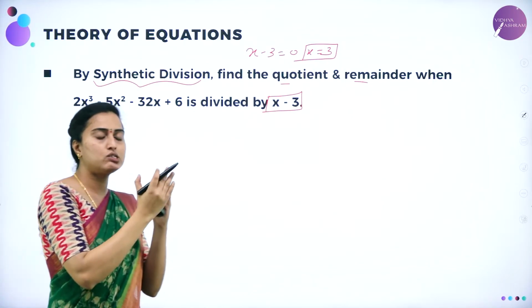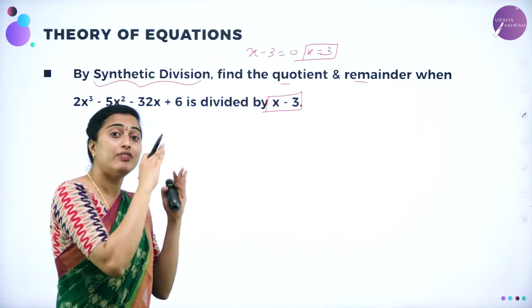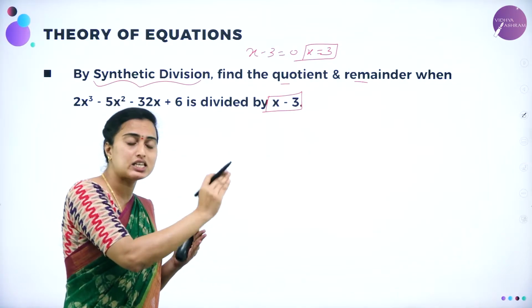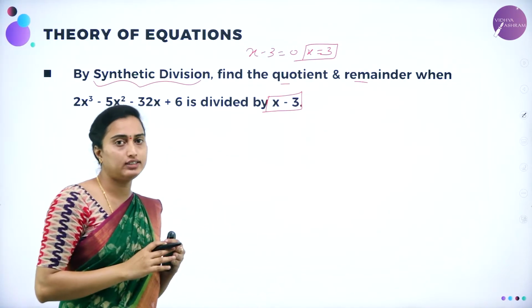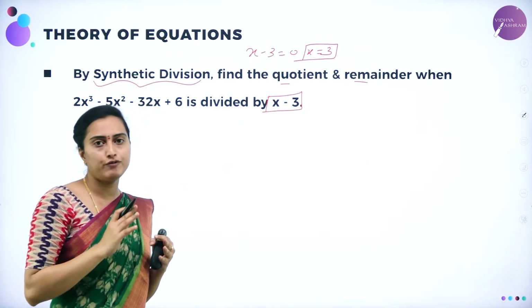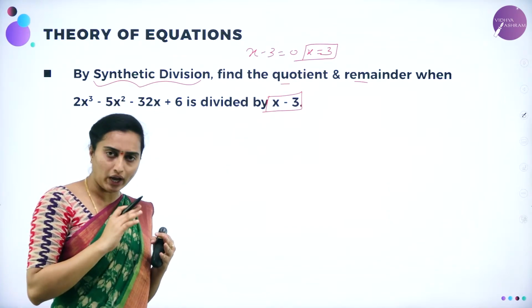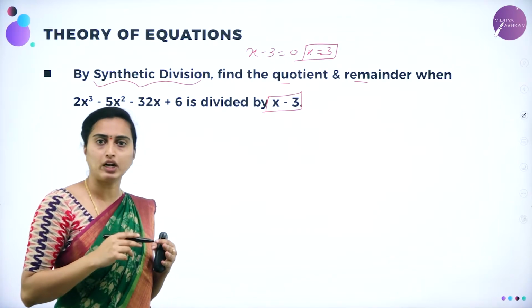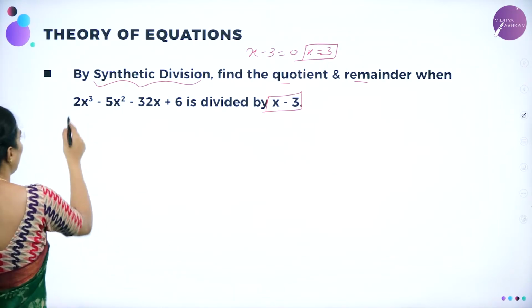You have to write like this only: coefficient of x cube first, then x squared, then x, then you are going to have the constant term. If in between the coefficient of x squared is not there, you have to substitute it as 0. Understood?